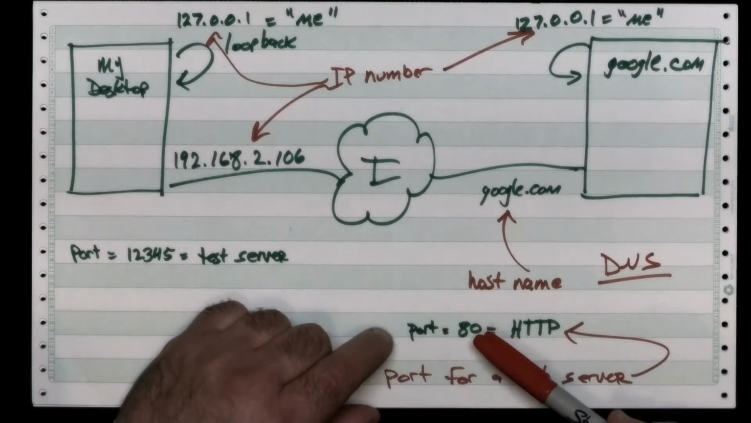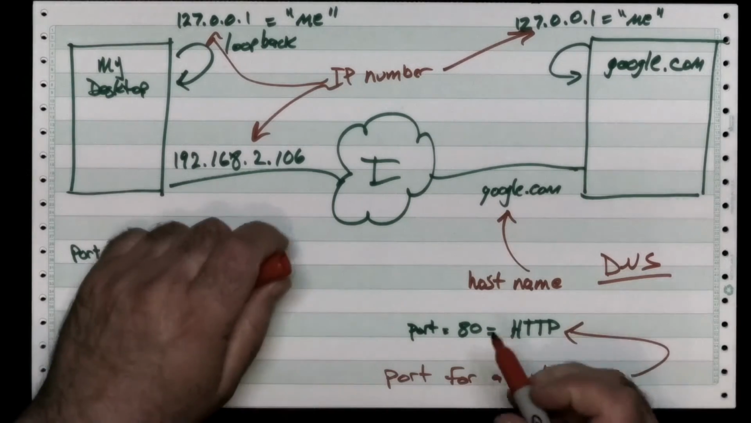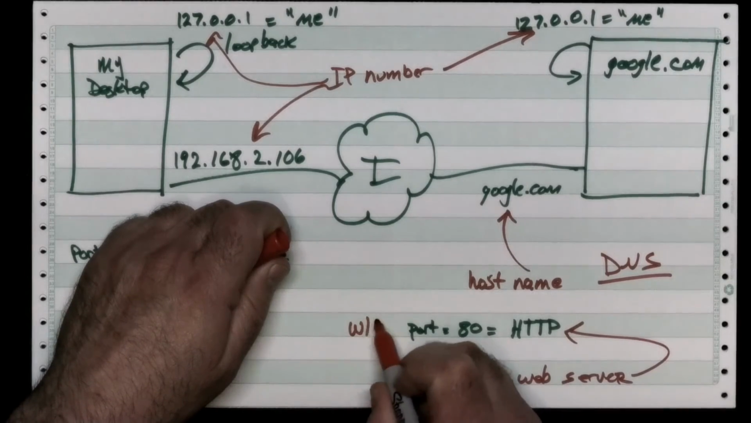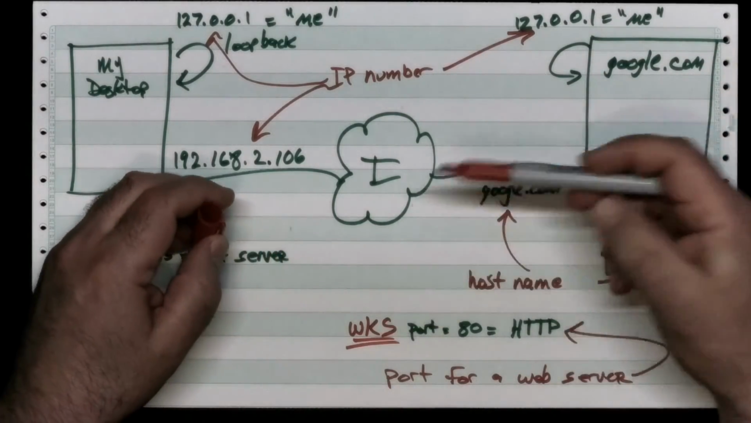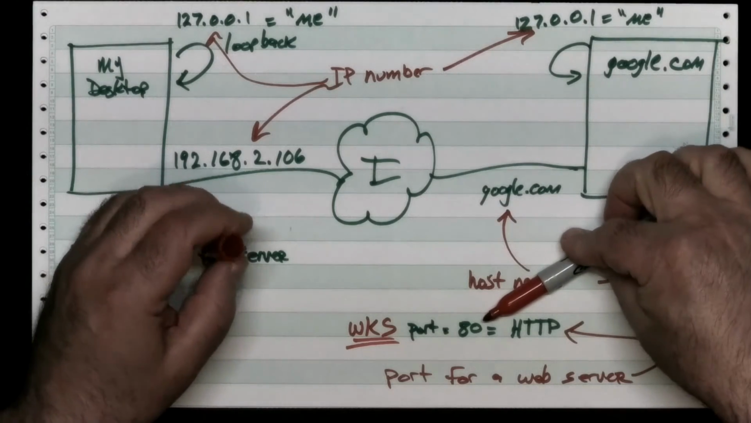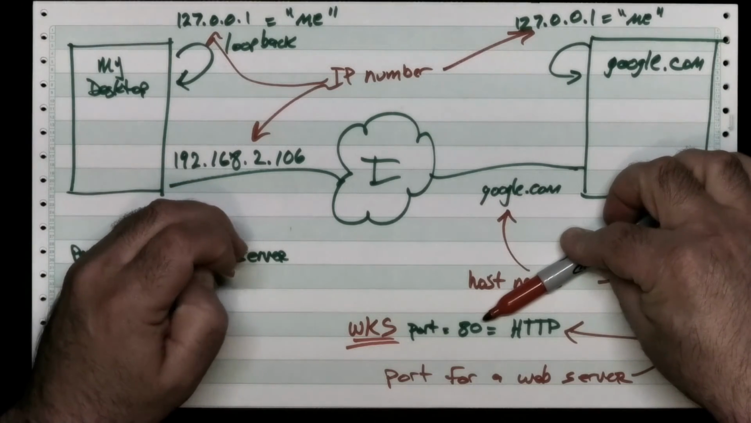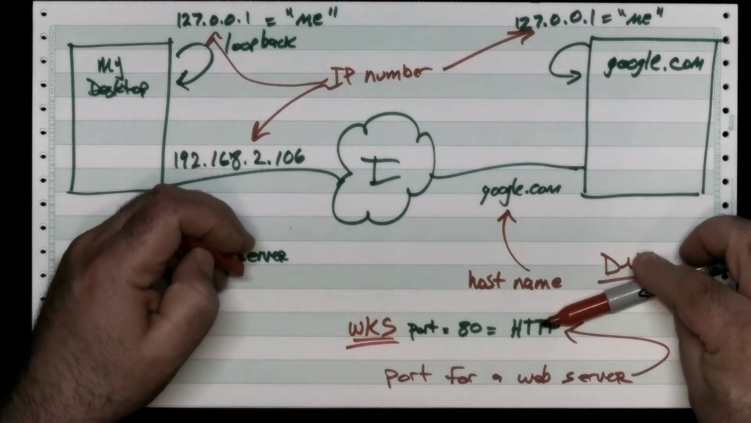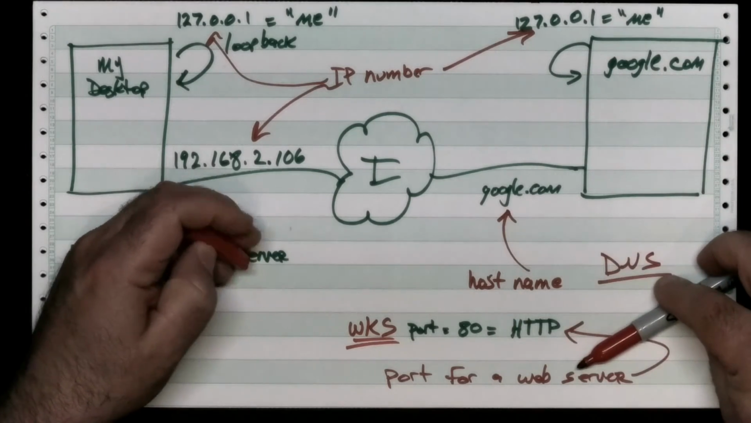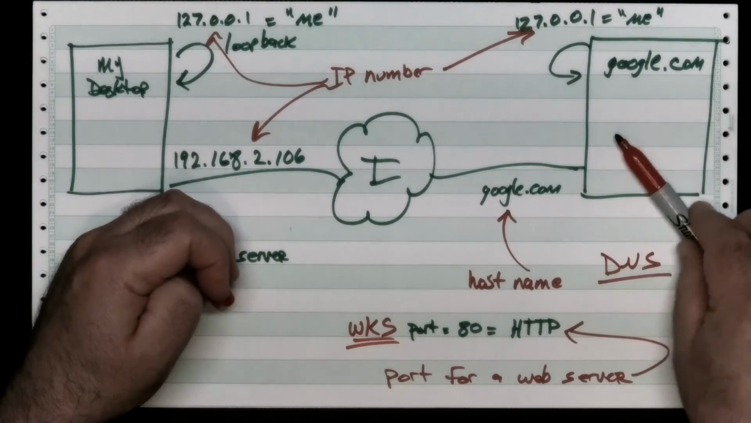Now, as an example of what we call a well-known port number, well-known service is the abbreviation you oftentimes see. Port number 80 is reserved as the well-known service called HTTP, which is the port for what we'll see is an unencrypted connection to a web server.